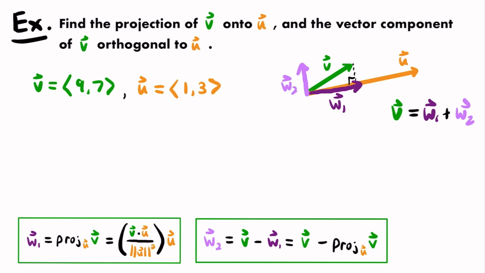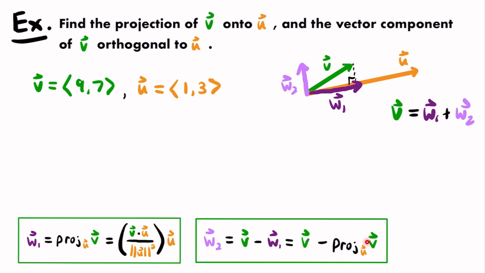Once you have the projection of v onto u, you can use it to find vector w2, because vector w2 is equal to vector v minus vector w1, which is the same as vector v minus the projection of vector v onto vector u. It's important to read this notation correctly. The subscripted vector is the vector being projected onto. We're projecting vector v onto vector u. That's what we want to find here.